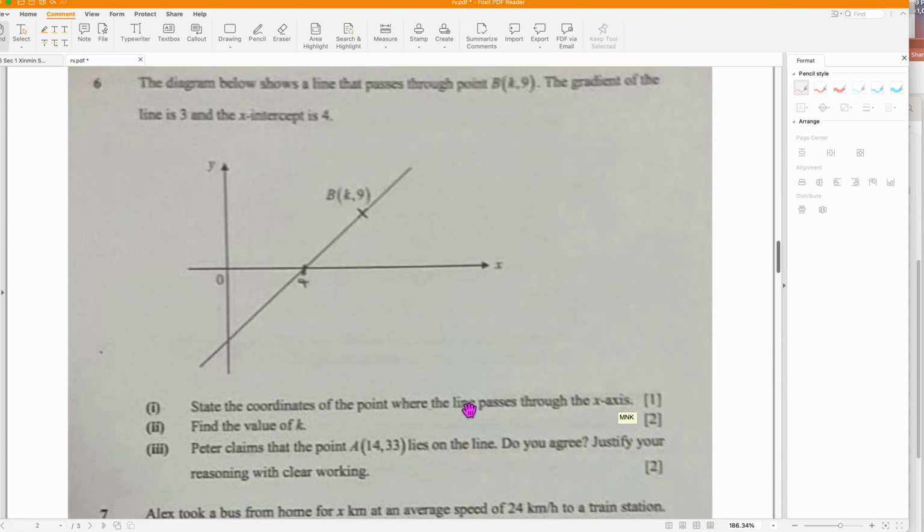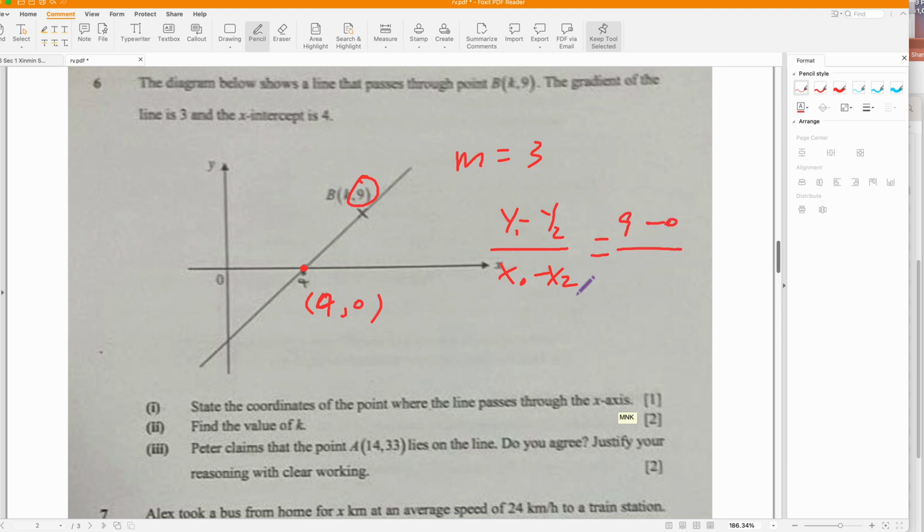Then what about this gradient one? This one I got it wrong, for the 2 and 3. They tell you the gradient is 3, and they tell you the x-intercept is this. So basically you have this, 4 and 0 already. So the formula is what? y1 minus y2 over x1 minus x2. By the way, you need to write the 1 below, because if you write it on top it is squared already. So y1 is 9, y2 is 0, x1 is k.